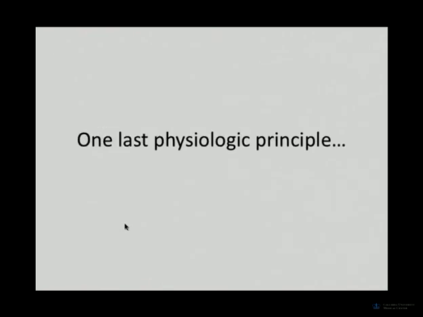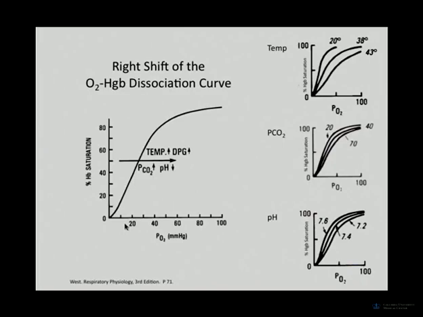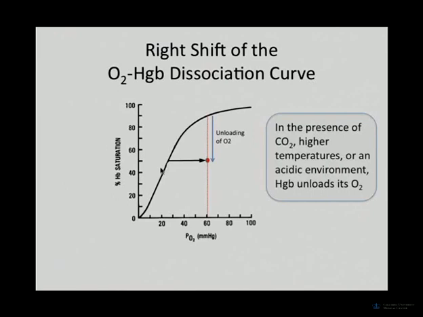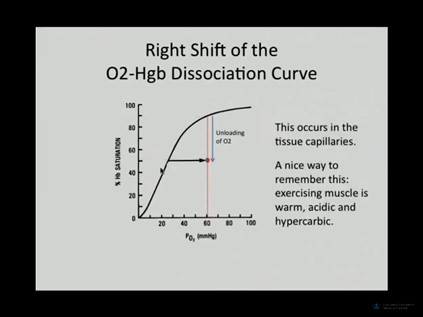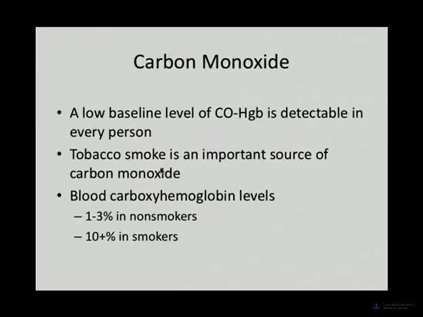So I'm just going to end very quickly with one last physiologic principle, and that's the issue of carbon monoxide poisoning, because it's interesting. These are things that Dr. Axelson talked about that shift the oxygen hemoglobin dissociation curve to the right. That helps us unload oxygen in the tissues. She talked about that, so I'm going to skip over it. Carbon monoxide is a thing that's present in the blood, particularly in smokers, in very small amounts. And heavy smokers can get up to 10%.